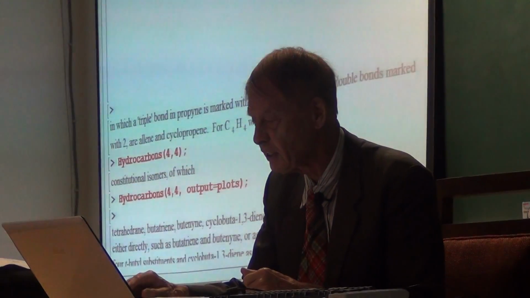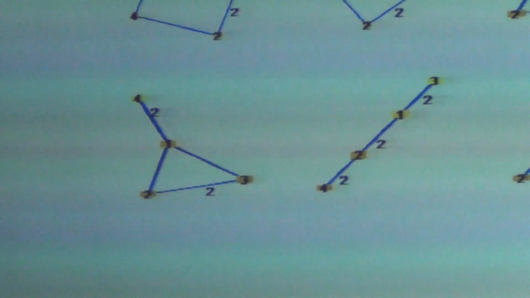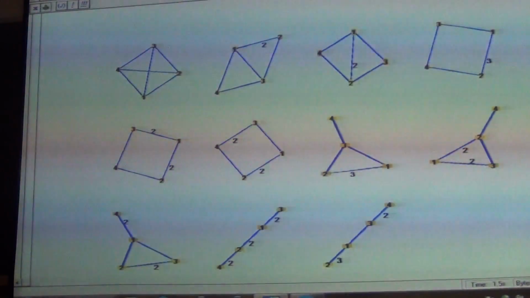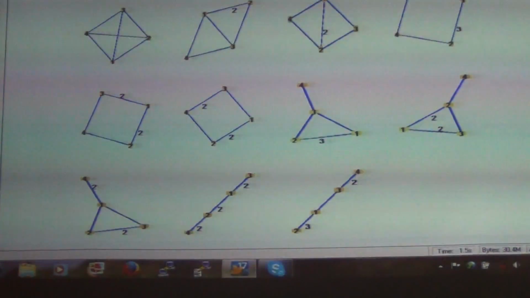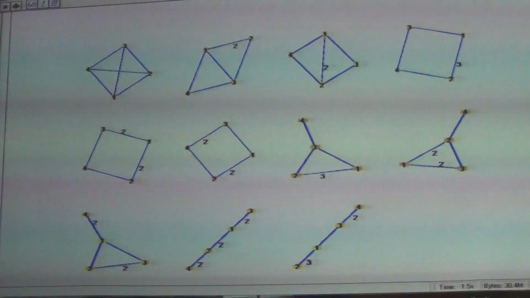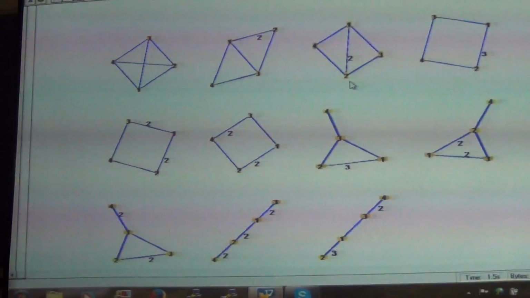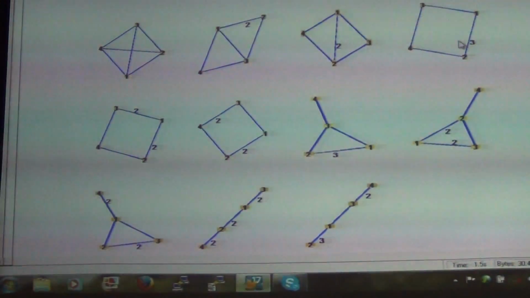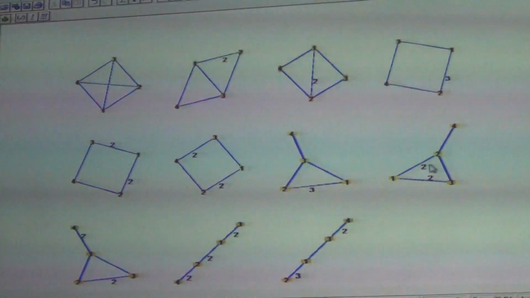So let's see for C4H4. There are 11 structures, constitutional isomers, and here they are. Now, when we look at these, we see that some of them are chemically feasible. They're all mathematically feasible according to the graph. But some of them are not chemically feasible, as any student of organic chemistry will recognize. So you can't have a double bond across the ring here. And you can't have a triple bond in the ring. You can't have 2 double bonds in this ring.